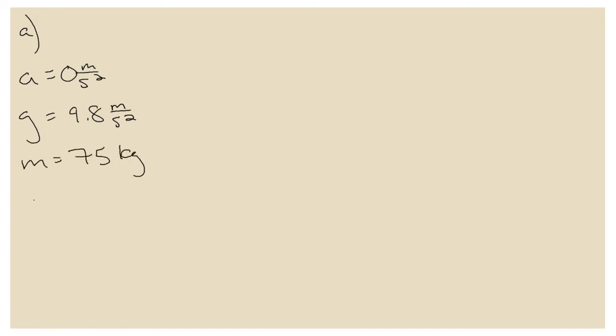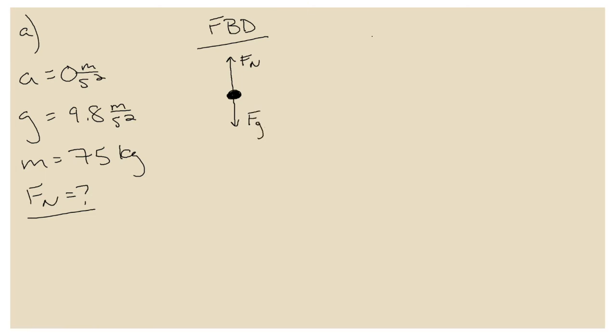And so for part A here, before the elevator starts moving, we should note here that the acceleration in this instance is 0 meters per second squared. g, of course, is 9.8 meters per second squared. The mass of this passenger, as they told us in the problem, is 75 kilograms, and we're being asked for the normal force. Because the person is not accelerating in this elevator, because the elevator is sitting there at rest, the normal force and the gravitational force are the same size.